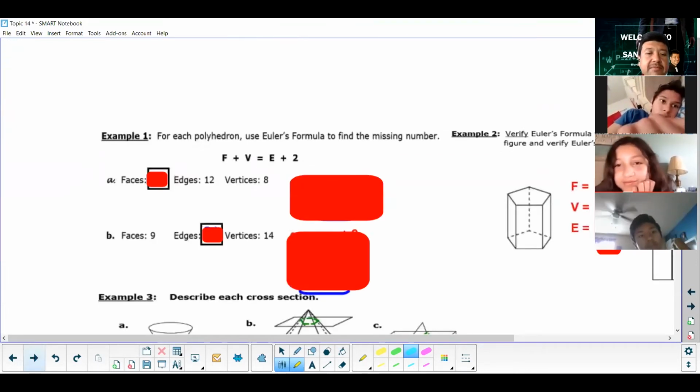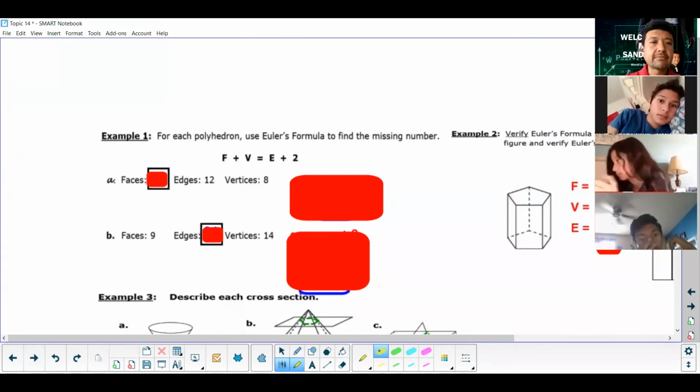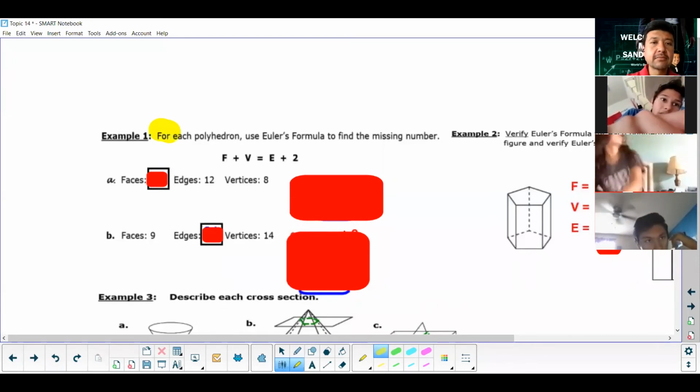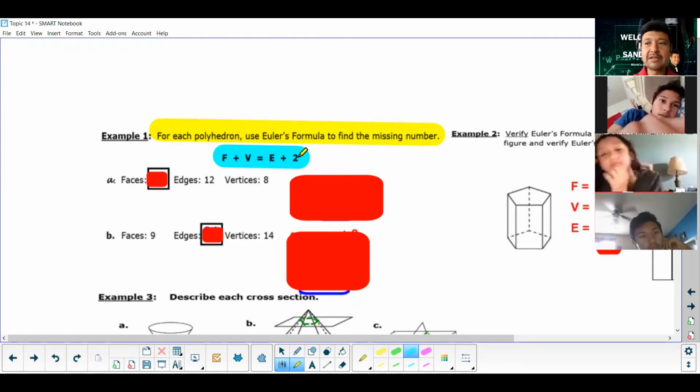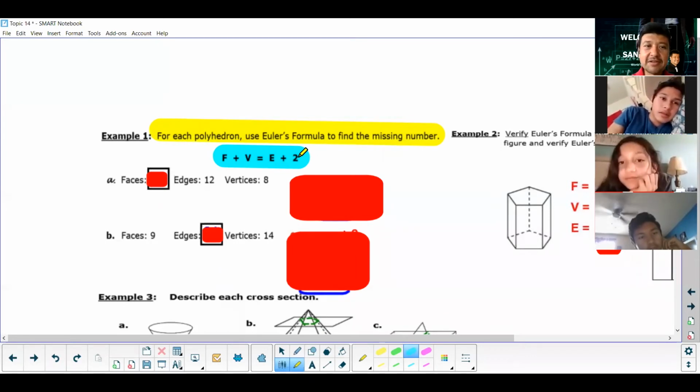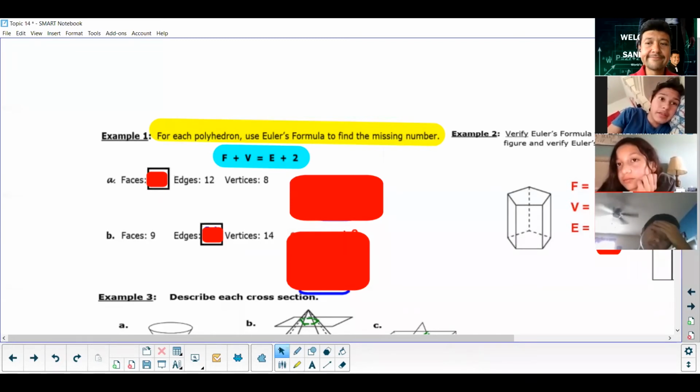So here's, all right, let's go ahead and, Max, go ahead and read the directions on example 1. For each polyhedron, use Euler's formula. It's called Euler's formula. And Euler's the one that came up with this formula. So let's go ahead and, so you see how you're given this? What would you do to solve A, Maximus? Me? Yeah. Okay, so we're trying to find faces. Yeah, they want to replace V with 8 and E with 12.